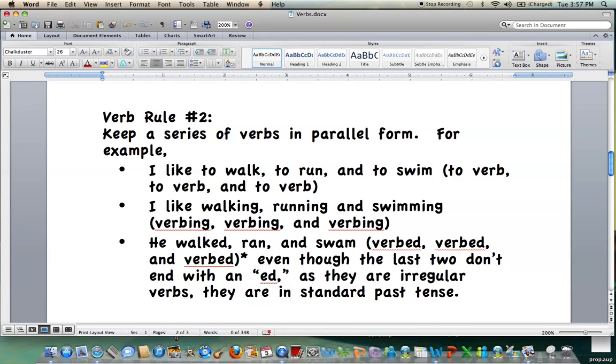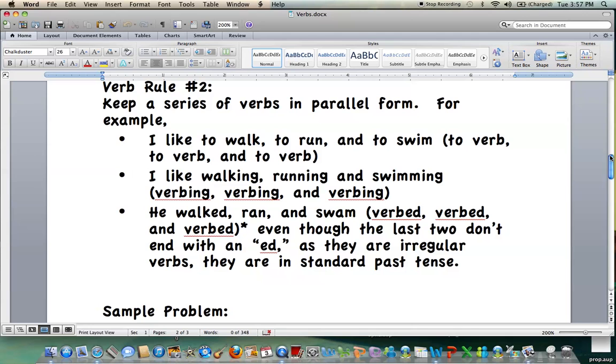He walked, ran, and swam. Now I throw you a bit of a twist there. I threw you a bit of a twist because it should be verbed, and verbed. And it is technically. It's just that run and swim are irregular verbs, so they don't have an ed version. So be careful, make sure you know your irregular verbs, and just if you're in the past tense, keep it in the past tense. If it's in the present, keep it in the present, okay?